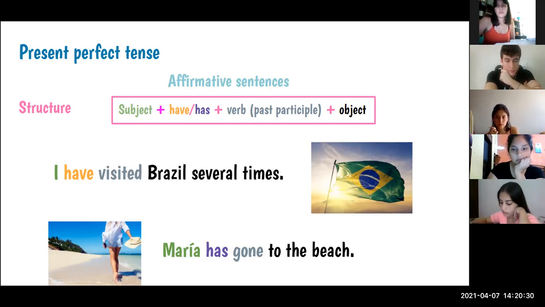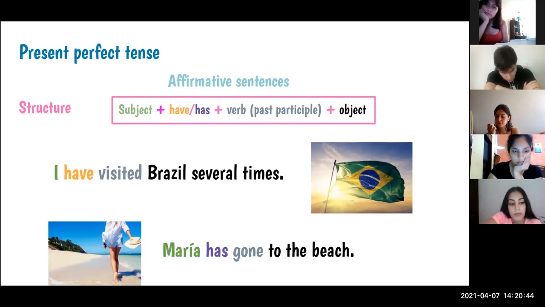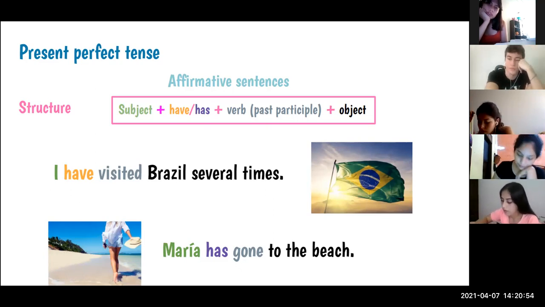Okay. What about you, Dariana? I have visited Concepción last weekend. I have visited Concepción. Como les había dicho, no es necesario decir el tiempo en el que se realizó, cuándo se realizó la acción. ¿Ok? Entonces solamente usted debe decir, I have visited Concepción. ¿Ok? Thank you.